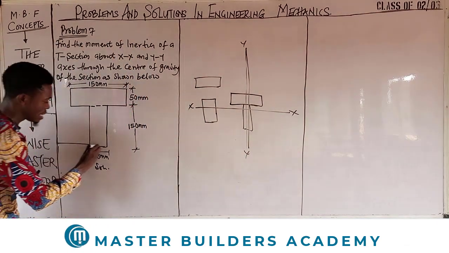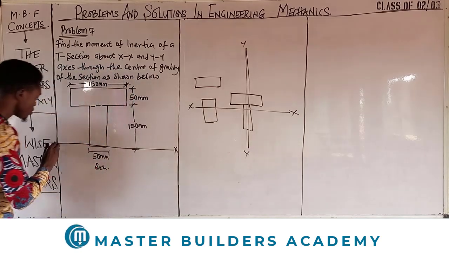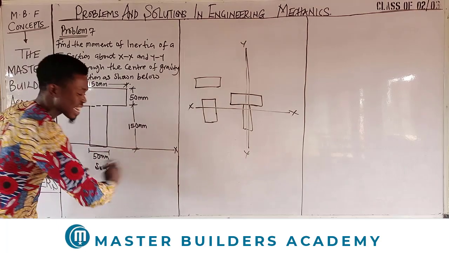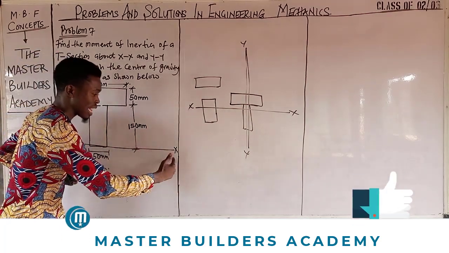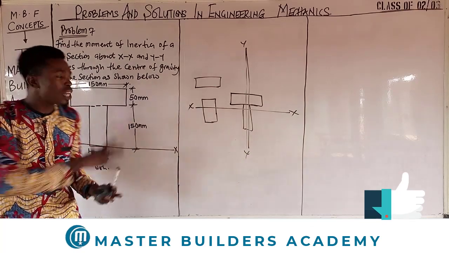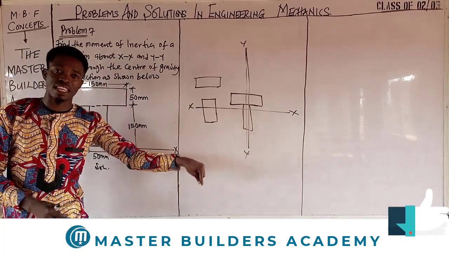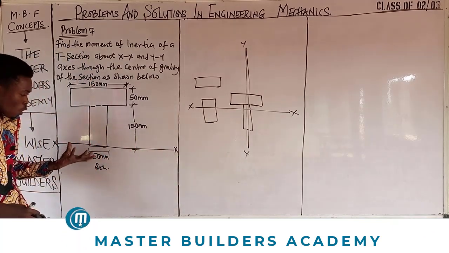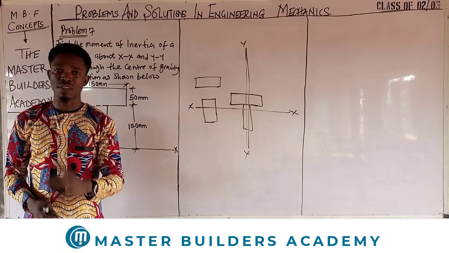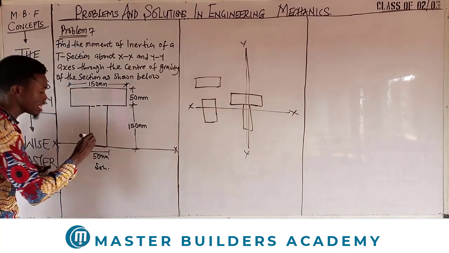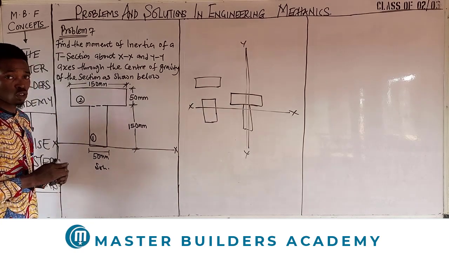Let this bottom surface be our reference line. So as long as we have gotten our reference line, whatever we are doing on this figure must begin from this reference line. So now that the bottom surface of this T section has been taken as our reference line, we have that this guy becomes section 1, while this other guy becomes section 2.